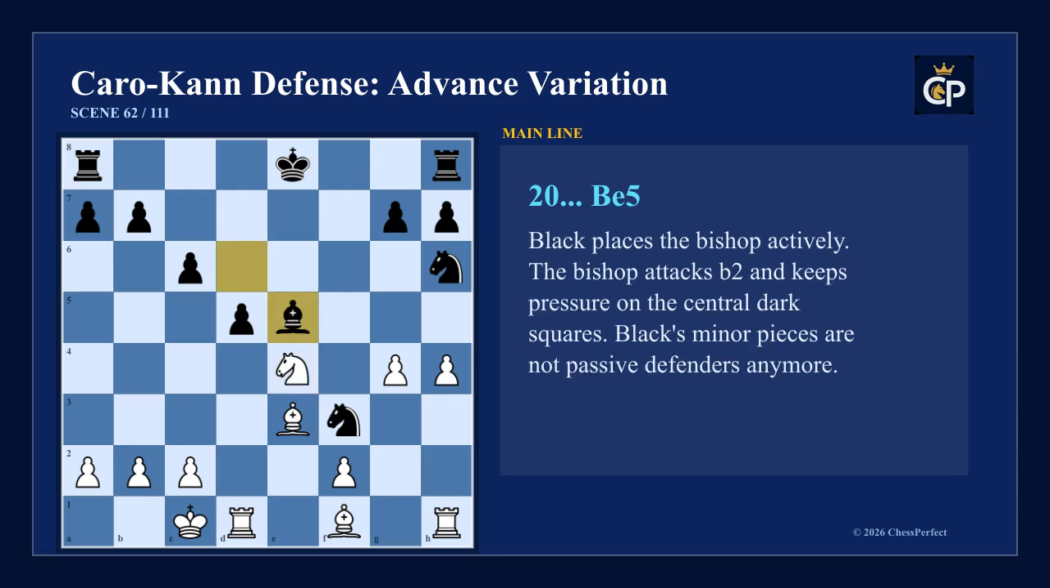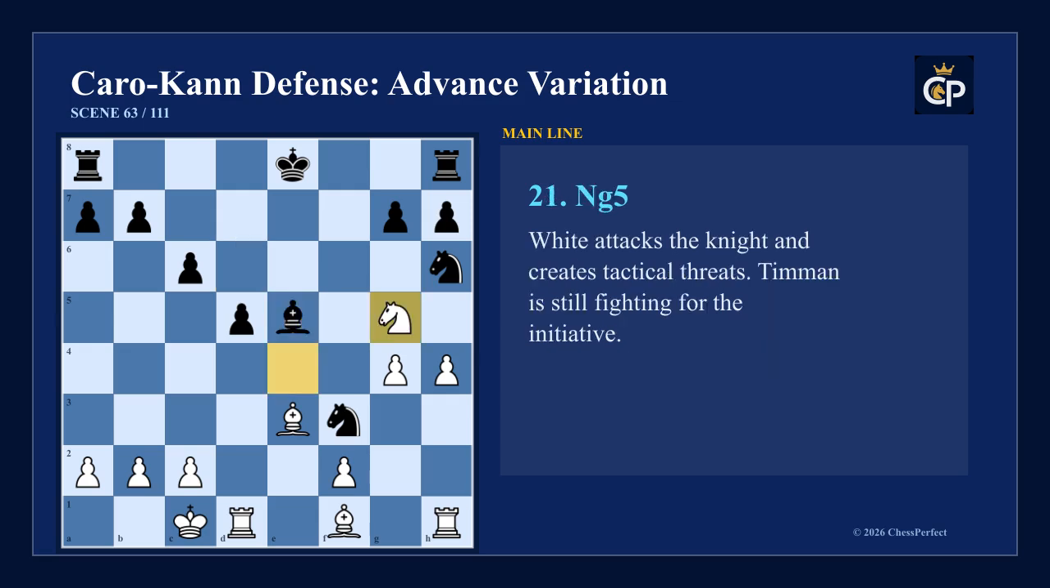Bishop e5. Black places the bishop actively. The bishop attacks b2 and keeps pressure on the central dark squares. Black's minor pieces are not passive defenders anymore. Knight g5. White attacks the knight and creates tactical threats. Timman is still fighting for the initiative.